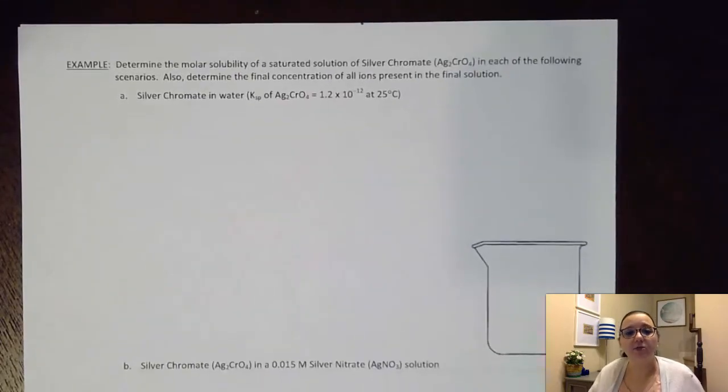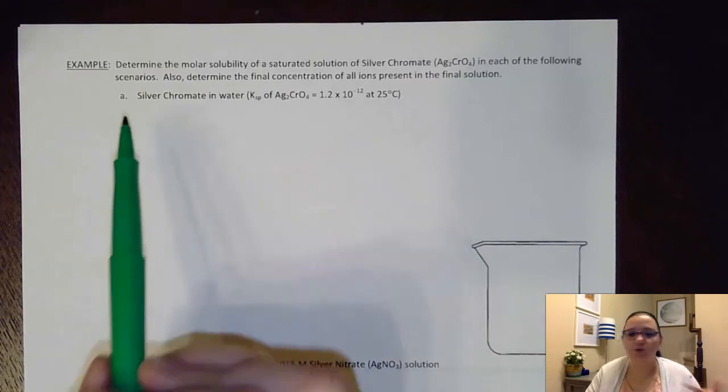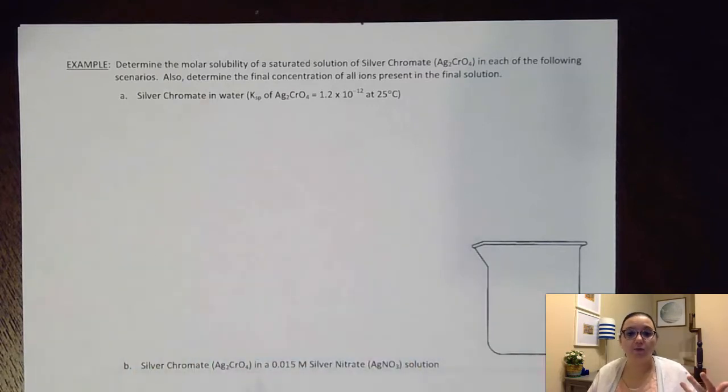What it wants us to do is determine some molar solubilities of a saturated solution of silver chromate for each of the following scenarios. So on each of these, we're going to have silver chromate dissolved with some different things. This first one is just in water, and on some of these other ones, we're going to be adding it into another solution and seeing what the effect is. Honestly, this first question is not any different than what we have already done with Ksp. It's just a general calculation where we are finding molar solubility.